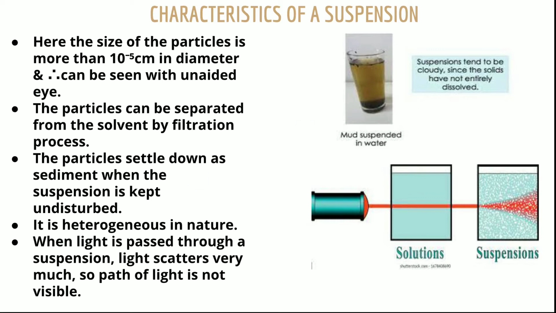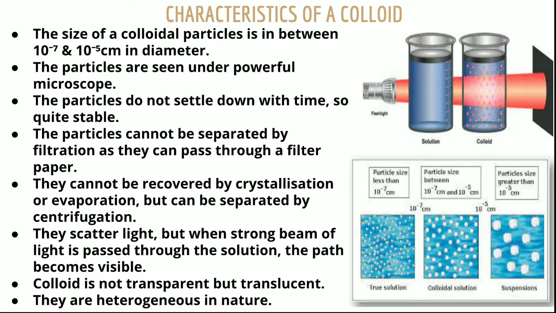Next, we come to the characteristics of a colloid. The size of the colloidal particles ranges from 10 to the power minus 10 micron to 10 to the power minus 7 micron, and the diameter ranges from 10 to the power minus 7 to 10 to the power minus 5 centimeter. The particles can be seen through a powerful microscope.